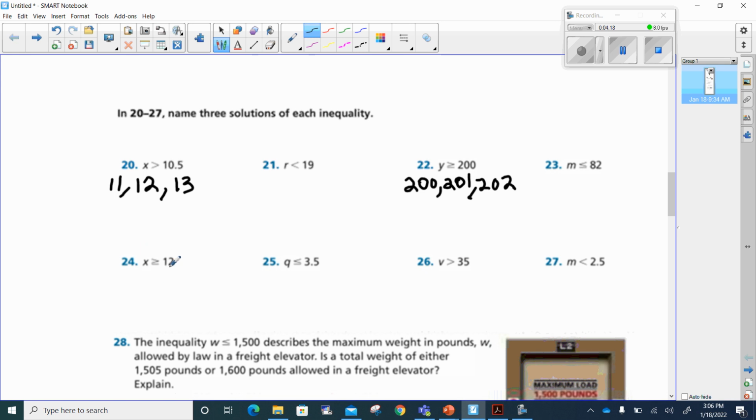On number 24, it says x is greater than or equal to 12. So I've got to think of all the numbers that are equal to or bigger than 12. 12 would work, of course. I could even go with 12.1. And that means I could probably even get away with 12 and 1/2, right? These may be rational numbers, but they're all numbers that are bigger than 12.